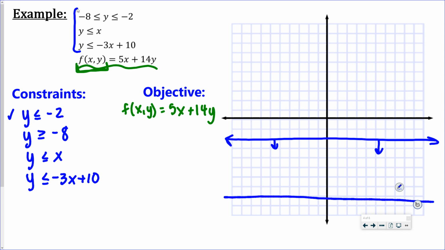Y is greater than or equal to -8. This line, a horizontal line again through -8. Greater than or equal to would be everything above. Okay, so just with our first two constraints, we can see we have that section of our graph where our shading would overlap. I wouldn't recommend shading until the very end because we have 4 constraints here.